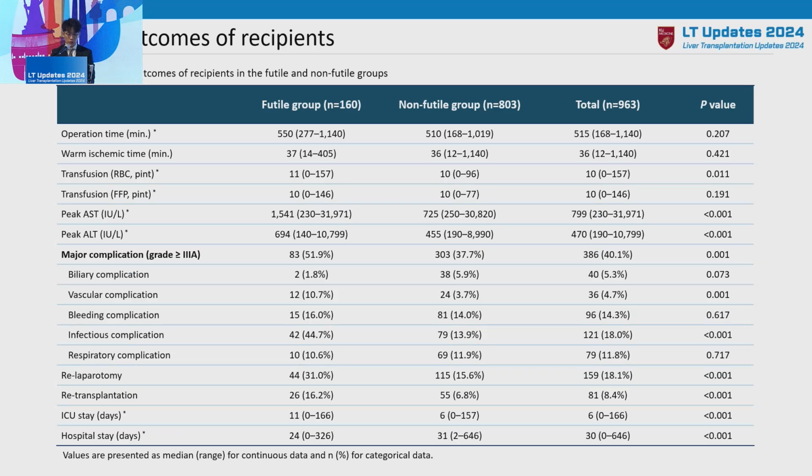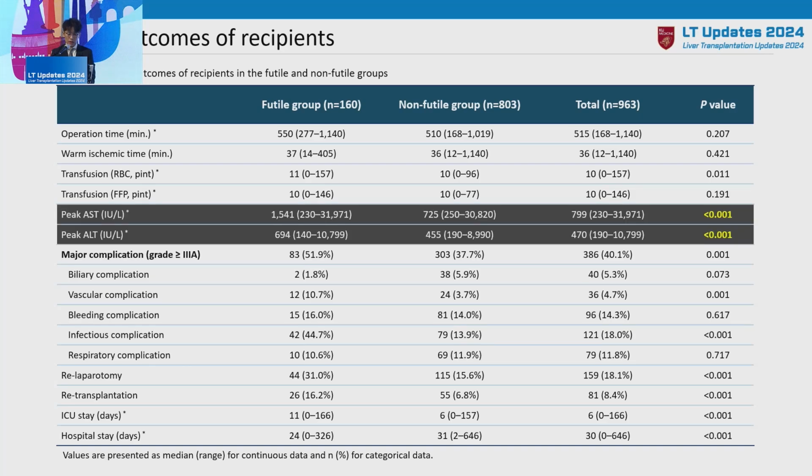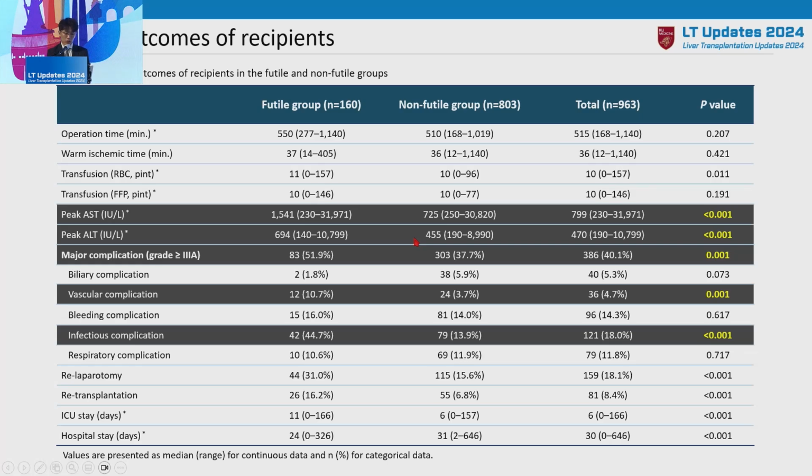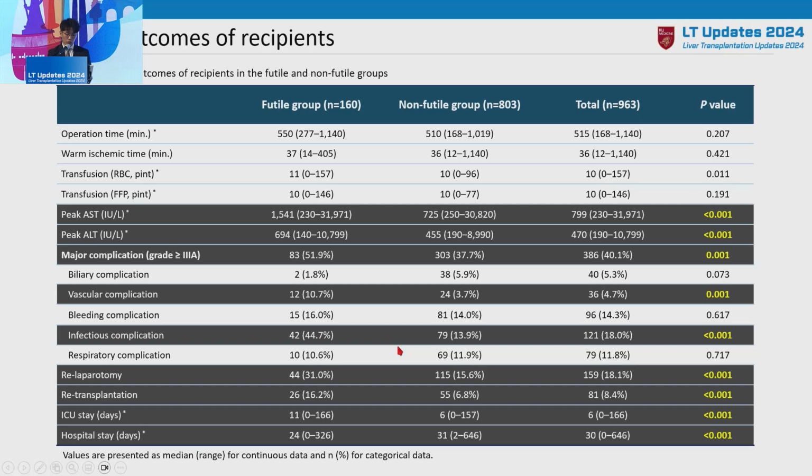This table shows recipient outcomes between the groups. Postoperative peak AST and ALT levels were significantly higher in the futile groups than those in the non-futile groups. Major complications, including vascular and infectious complications, were significantly higher in the futile group. Additionally, the number of patients requiring reoperation or retransplantation was also higher in the futile group, and ICU and median hospital stays were also longer in the futile group.